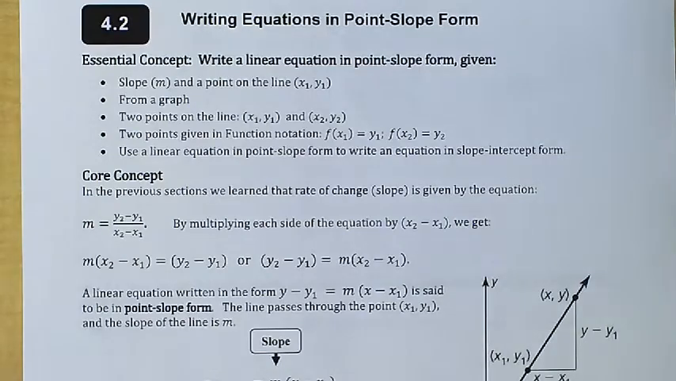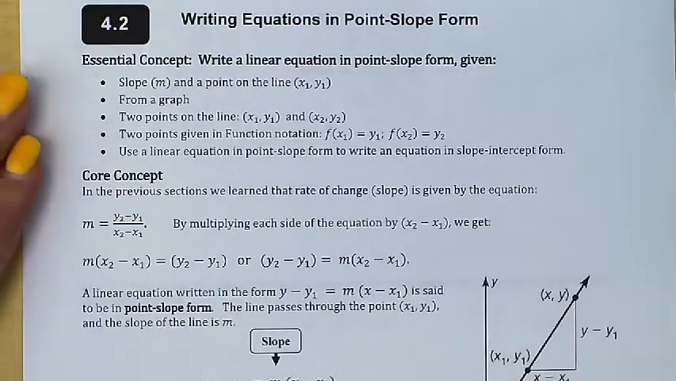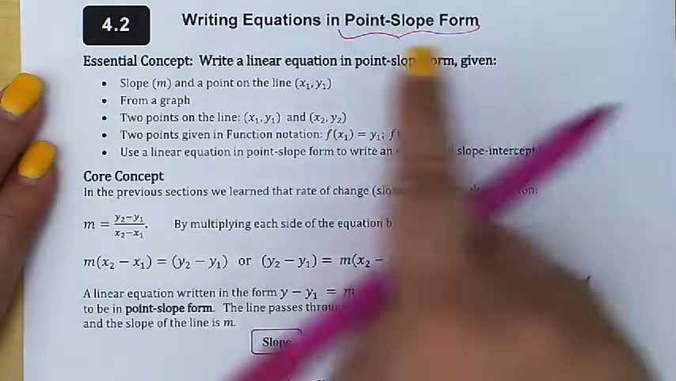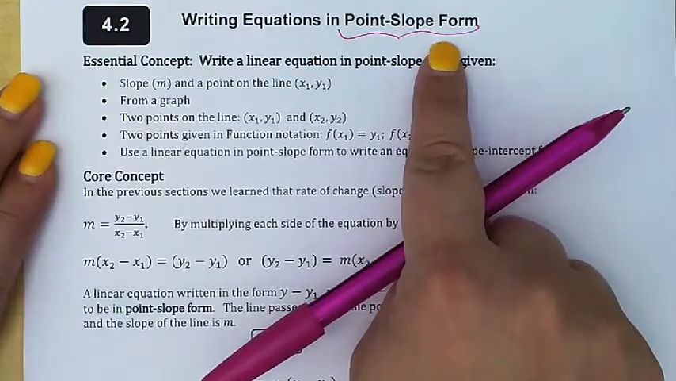So I'm pretty excited about lesson 4.2 today because this is going to introduce our third and last equation for a linear relationship. It's called point-slope form. You've already seen slope-intercept, obviously, from last year. Then we introduced standard form in chapter 3 when we were graphing. And now we're going to talk about our third type of equation, which is what we call point-slope.